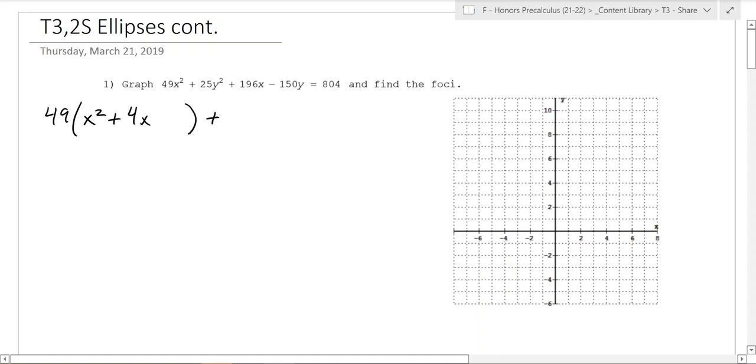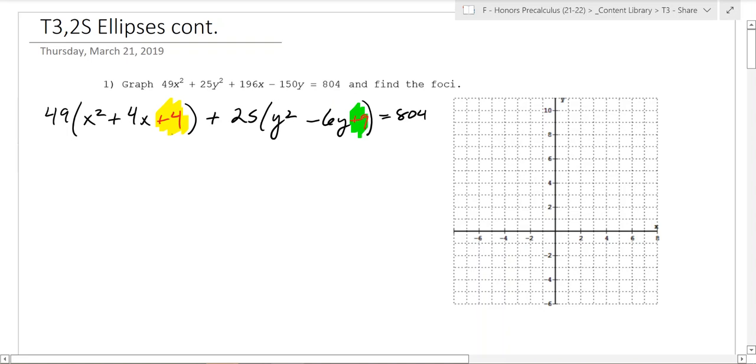And then if you factor out from the y terms, the 25 is the leading coefficient here, you end up with 25y squared minus 6y. And then the 804 is over on the other side already. So the question is, what do we add to turn this into a square, and what do we add here in the green? Well, we're going to add half of 4 squared, so we're going to add 4 here, and we're going to add half of negative 6 squared, so 9 there.